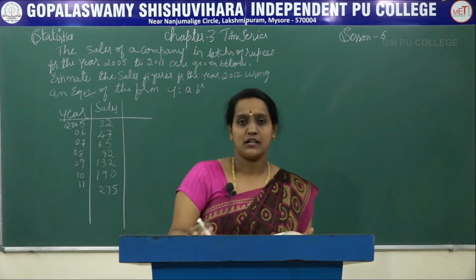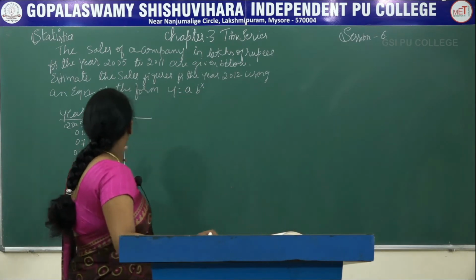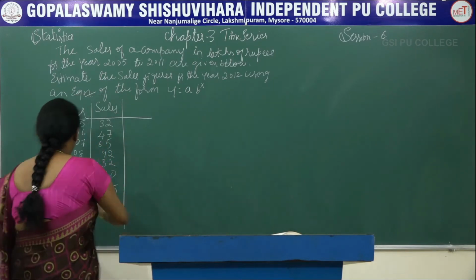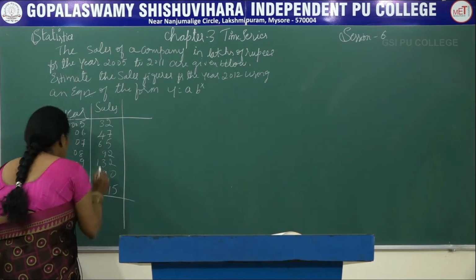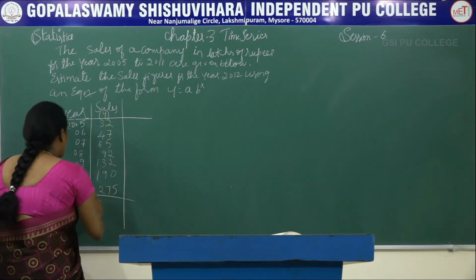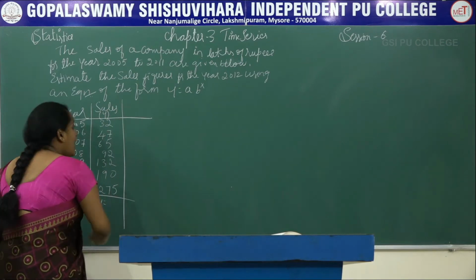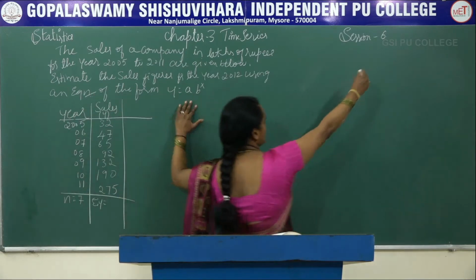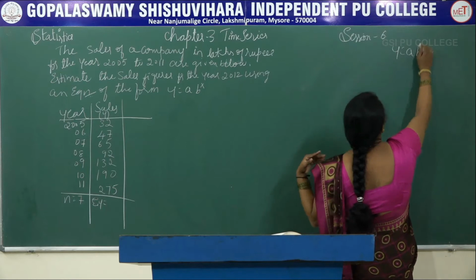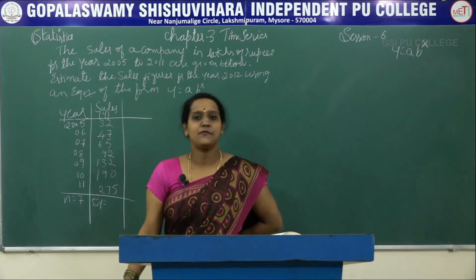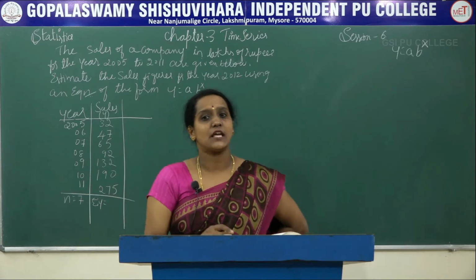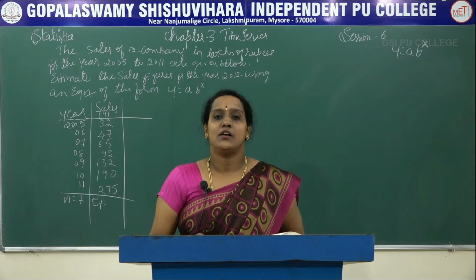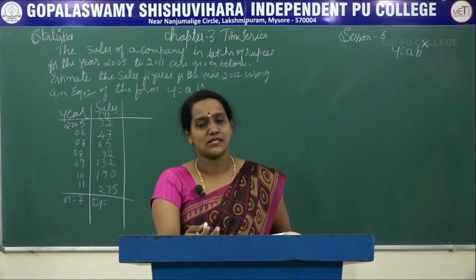As we know, here they have given year and the sales. These years are 1, 2, 3, 4, 5, 6, 7, so our n is equal to 7, and sales we consider as y. We will take the summation of y. And we want to solve an equation of the form y is equal to a b power x. We cannot solve this directly for the constants a and b.